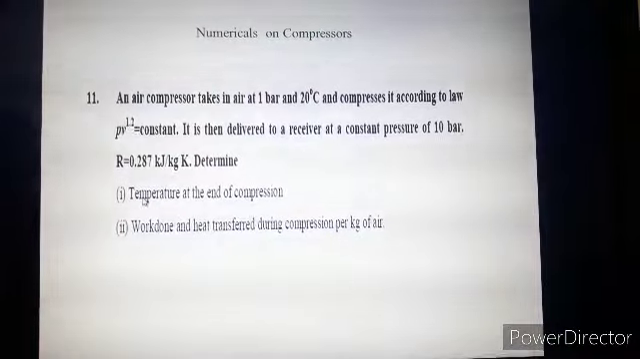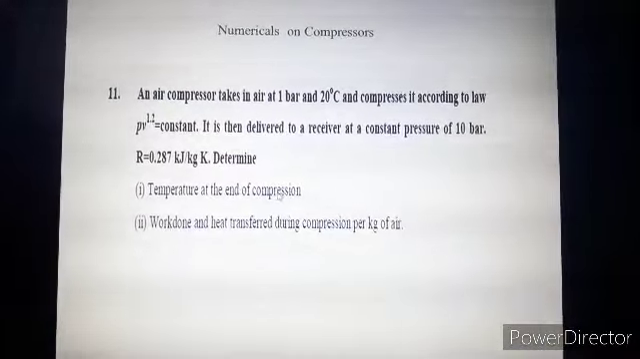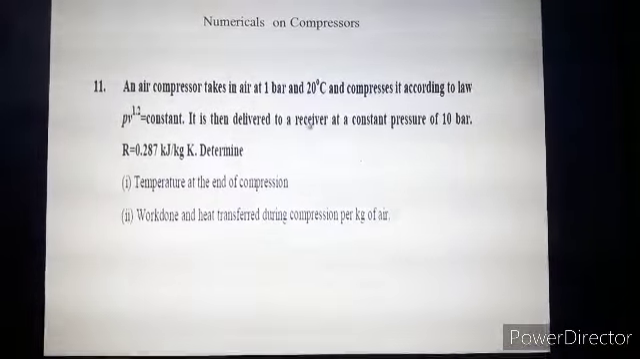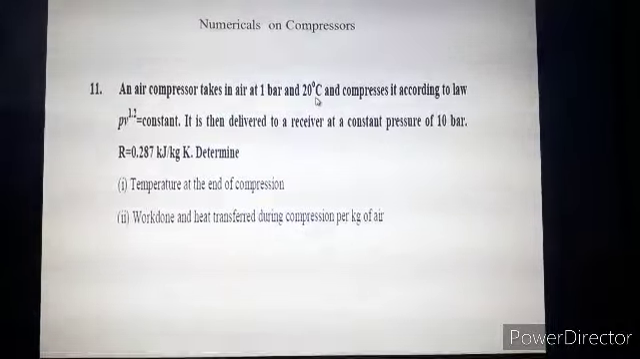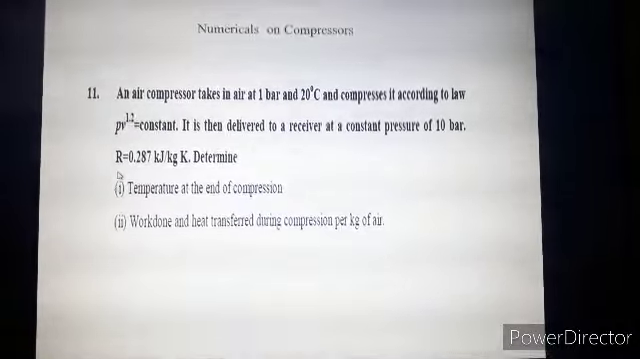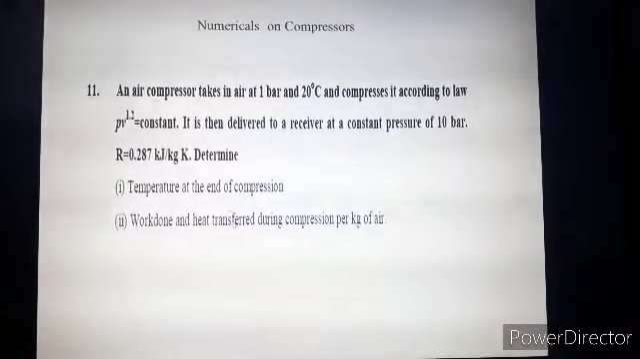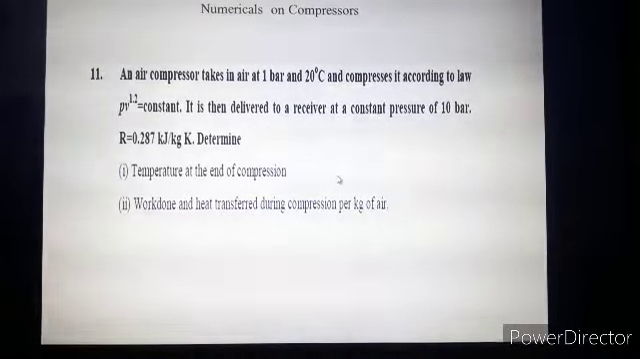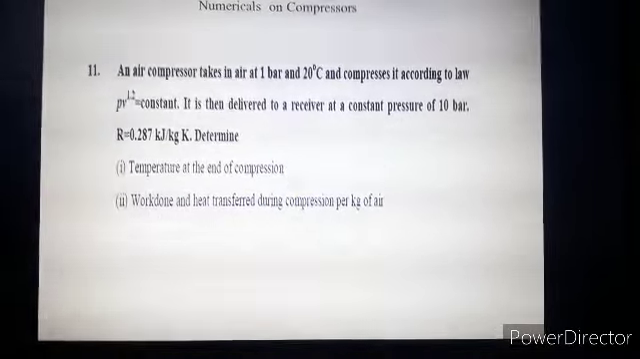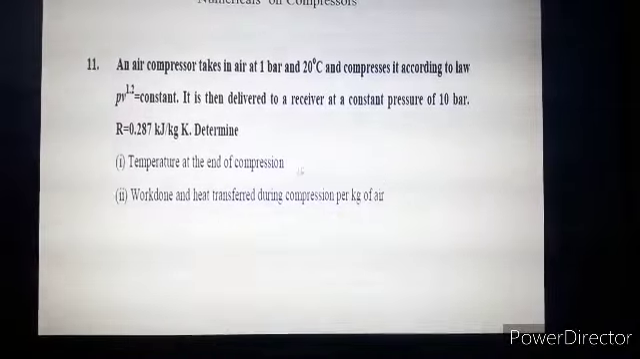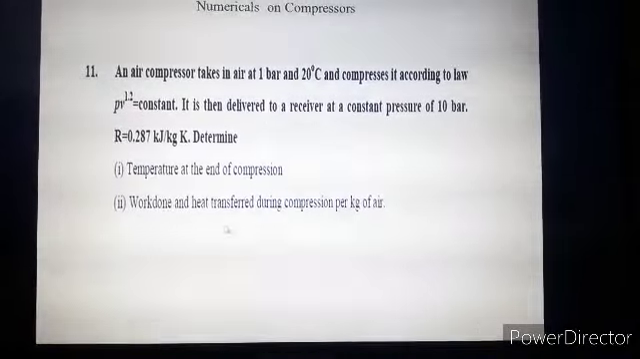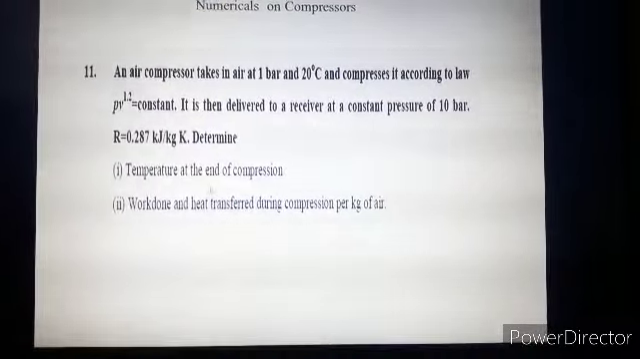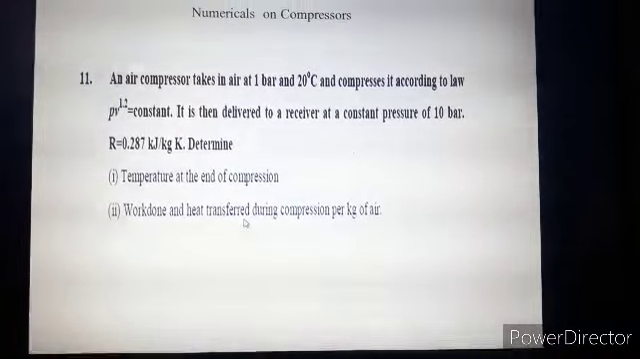Now in order to find all these quantities, first of all we have to find the mass of air required. Since pressure P1 is known to us, temperature T1 is known to us, pressure P2 is known to us, and the characteristic gas constant is given, in order to find the mass we will refer to the general gas equation, that is PV is equal to mRT. Again in order to find work, we have to refer to the expression in terms of temperature or in terms of pressure ratio. For the additional term, that is heat transfer during compression, we have to refer to the first law of thermodynamics.